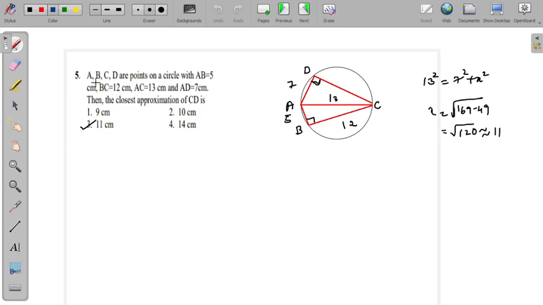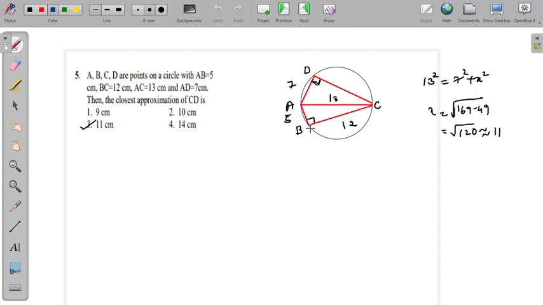Take up the fifth question. A, B, C, D are points on a circle. I have taken 4 random points A, B, C, D. AB equal to 5, BC equal to 12, and AC equal to 13, and AD equal to 7. This is how the values have been taken. Then the closest approximation of CD is?